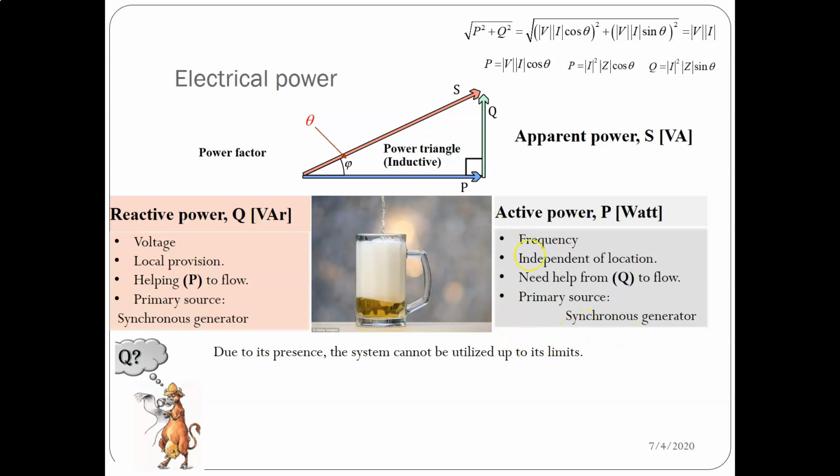Typically we can have a glass of beer like this, and it can represent the transmission line. The foam is the reactive power part, and the active power is the liquid, so that's actually producing something. But the total amount will be filled up with both the Q and the P, so the transmission line will be full in the same manner. So due to its presence, the system cannot be utilized up to its limits, we can say.